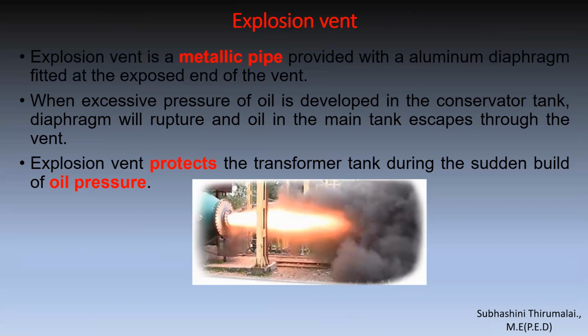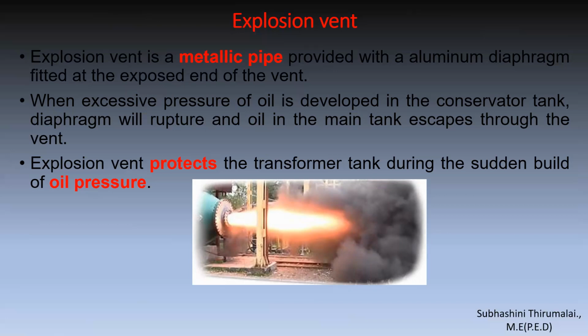This may not happen, but at the last stage, when there is a sudden overload or short circuit, sudden pressure comes. At that time it has to be released, so it escapes from the tank. The diaphragm gets ruptured and the oil in the main tank escapes through the vent. So the explosion vent protects the transformer tank during a sudden build-up of oil pressure. The oil is getting pressurized because of temperature only. If the cooling system and other sensors are continuously monitored and maintained, this may not happen. So that's it about the external and internal parts of high power transformers. Thank you for listening.